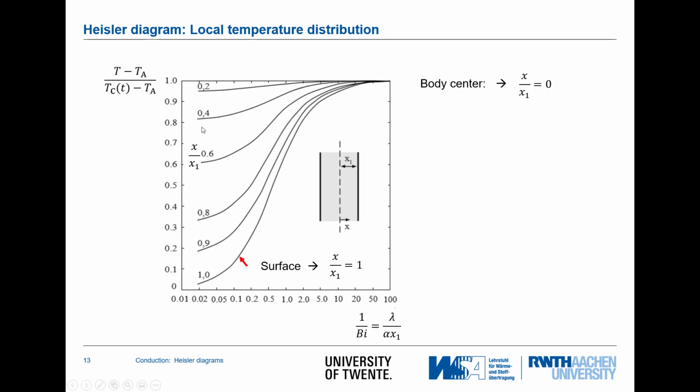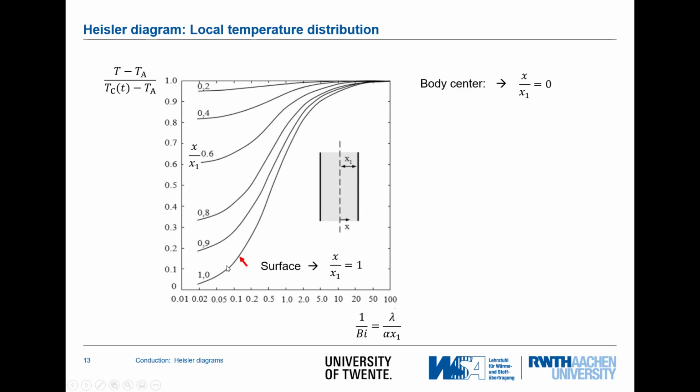which then means that our parameter x divided by x1, where x1 is the half of the thickness, and x is the location from the center towards the outside. So this value is 0, and that's at the body center. So we have one other line that goes straight in a horizontal way. Now, if we look at different values of the ratio between the location x and x1, let's say, for instance, the maximum value x divided by x1 is equal to 1, then we are on the surface.